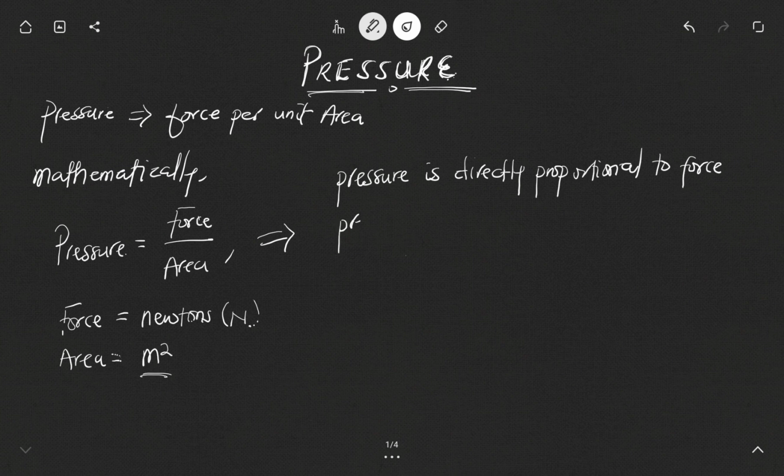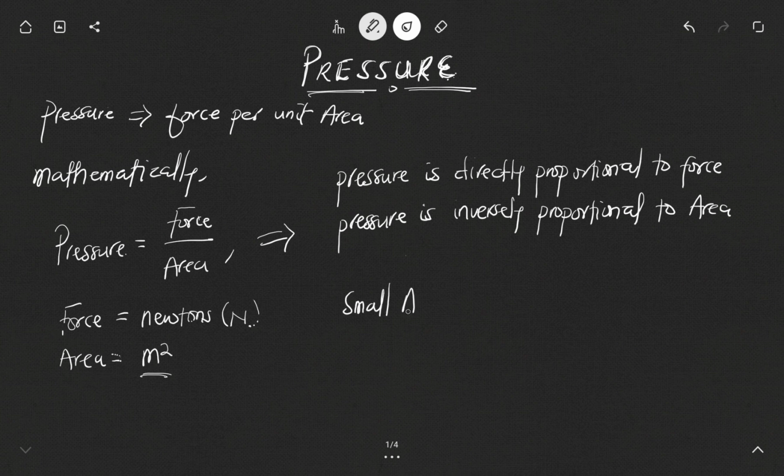And then we can also say that pressure is inversely proportional to area, which means that if we have, let's say, a material or an object that has a very small area, because of this relationship, pressure and area being inversely proportional, small area means there will be a high pressure at that particular area. This is very true, as we can see in some examples in real life.